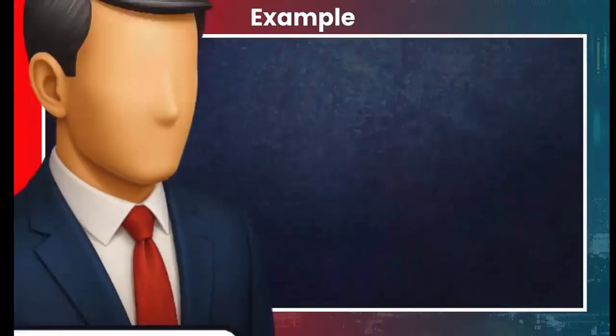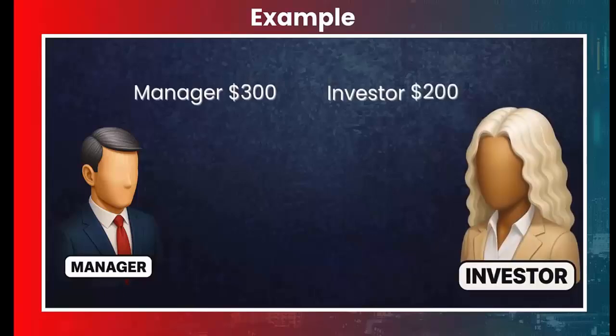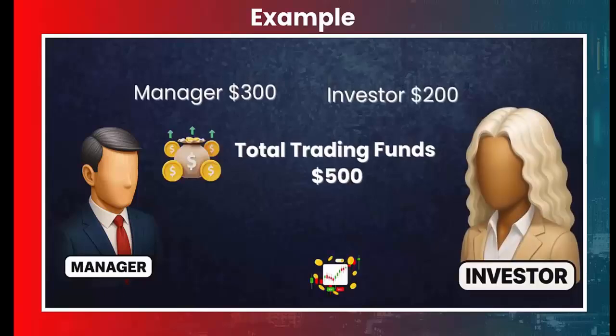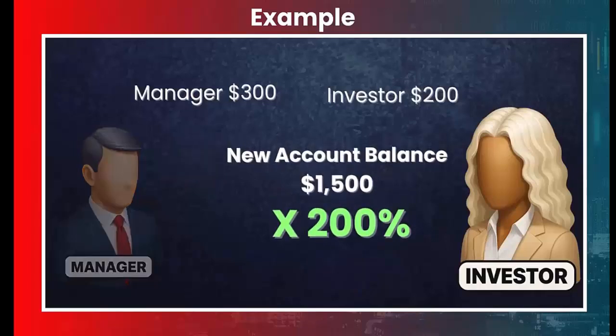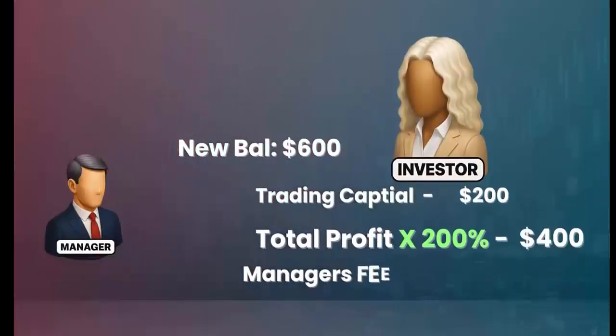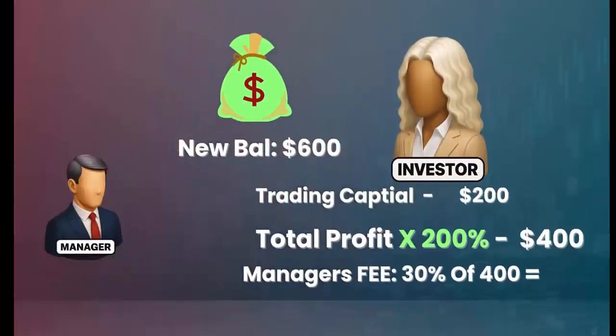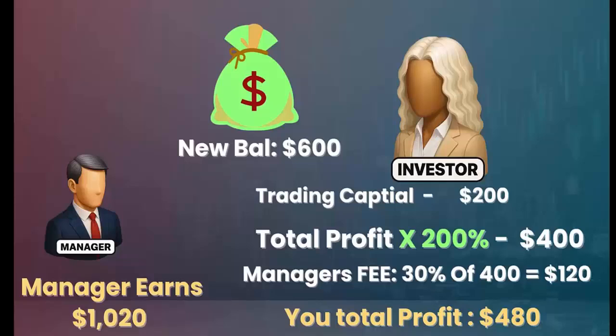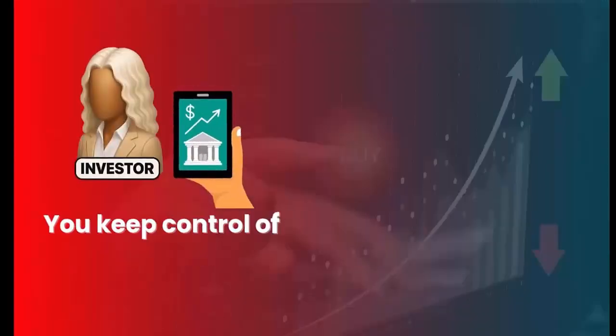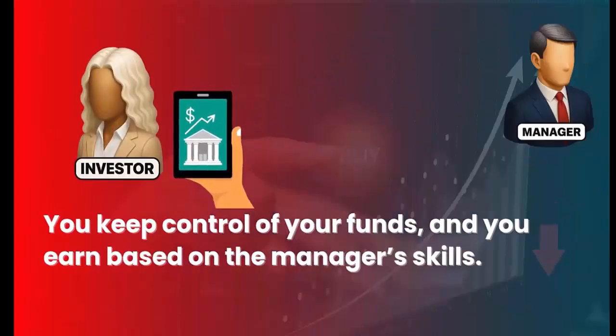Example: the manager invests $300, and you invest $200, equals $500 total. After successful trading, the account grows by 200% to $1,500. You now have $600. The manager gets a 30% fee from your $400 profit, equals $120. Your final gain, $480. The manager earned $1,020. It's that simple. You keep control of your funds, and you earn based on the manager's skills.